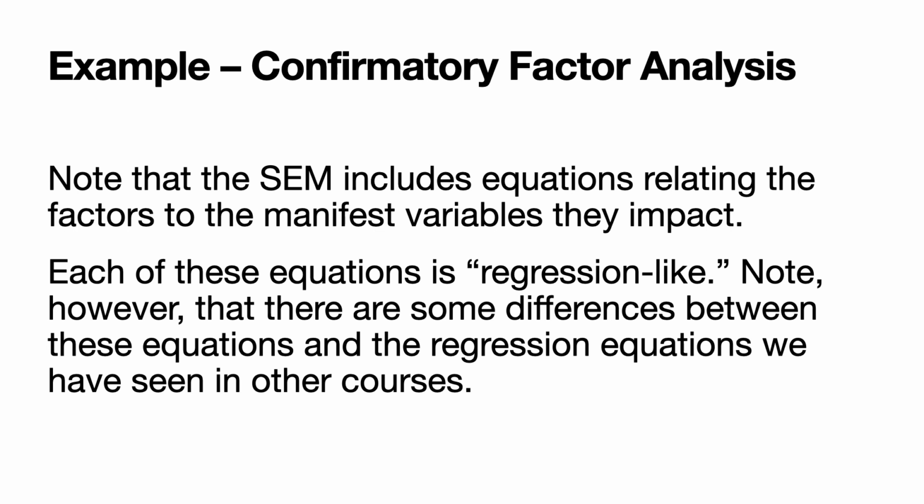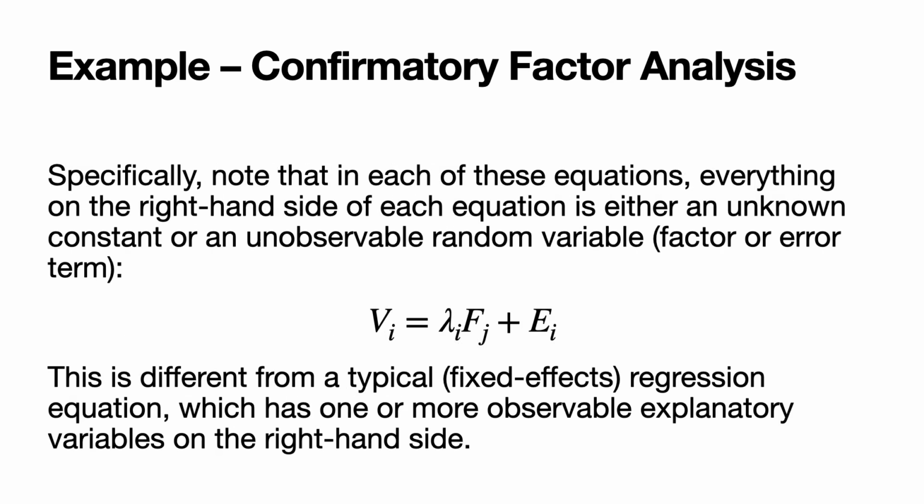Now note that the SEM includes equations relating the factors to the manifest variables they impact. Each of these equations is regression-like. Note, however, that there are some differences between these equations and the regression equations we have seen in other courses. In particular, note that in each of these equations, everything on the right-hand side is either an unknown constant or an unobservable random variable, either a factor or an error term.